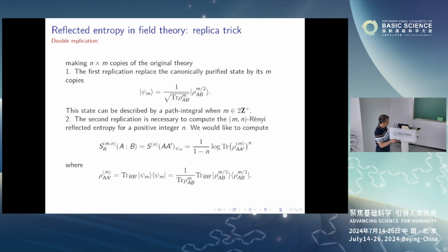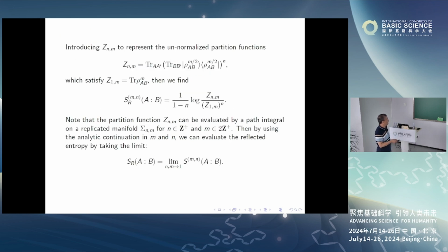Now we get this Renyi entropy depending on m and n. The final step is to take an analytic continuation, taking n and m to 1. This is another way to use the partition function, unnormalized, and its normalization. So finally, you get this kind of formula. The essential part is this formula.